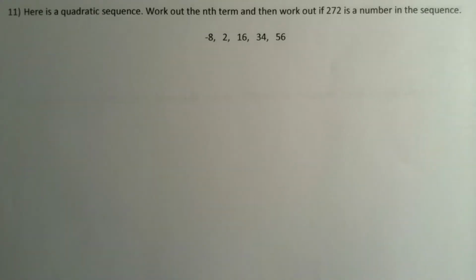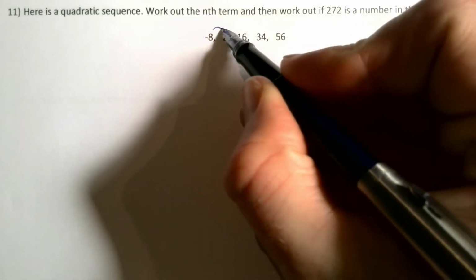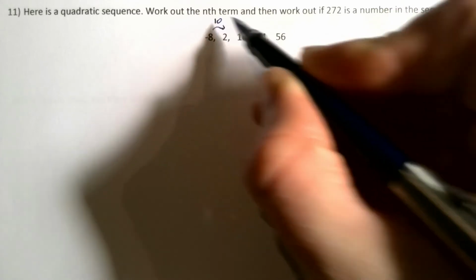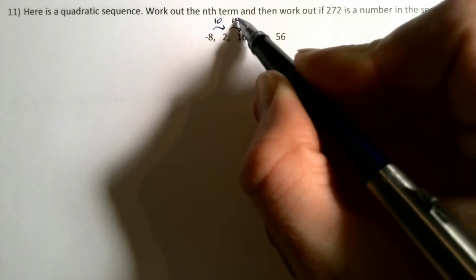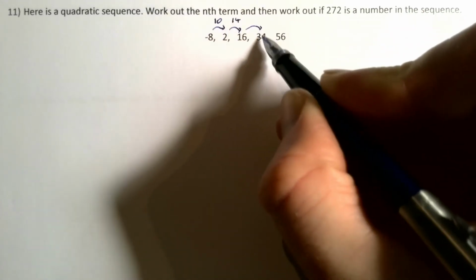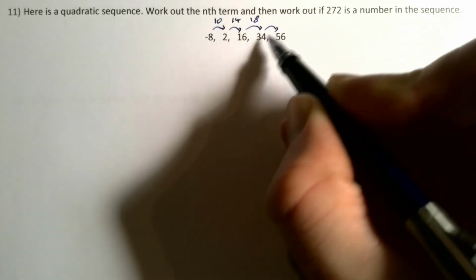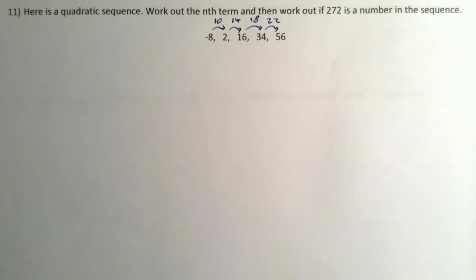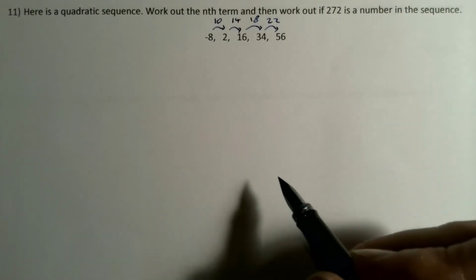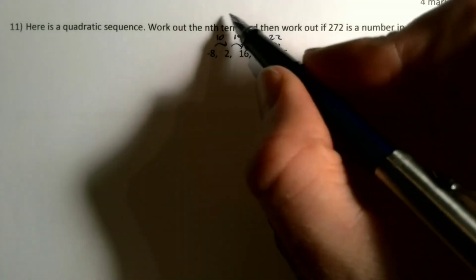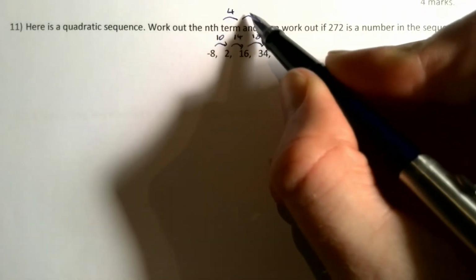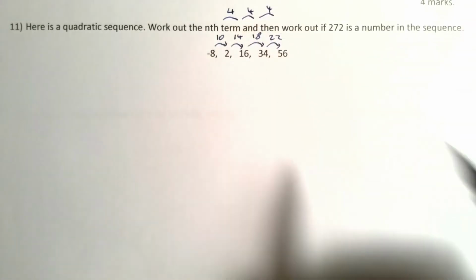Right, quadratic sequence. This is a big one, so pause it and give this a real good go. So first thing to do is look at the difference. So that's 10 more than -8, 14 more, 18 more, 34 to 56 is 22 more. Then what you need to do is look at the second difference. So just going above there, the second difference is 4, 4, 4.